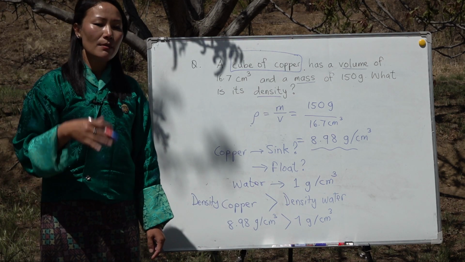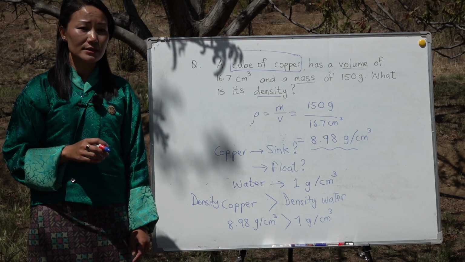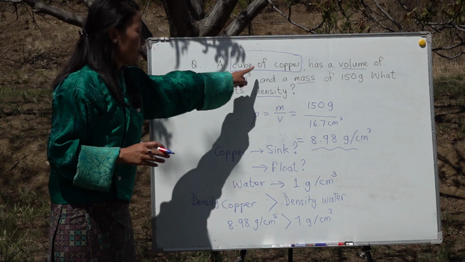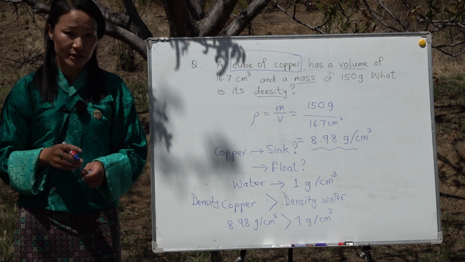Density of copper is much greater than the density of water. So this is the reason why copper or any heavy object sinks in the water.